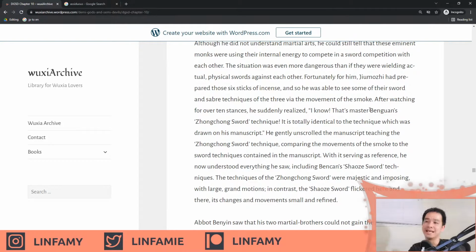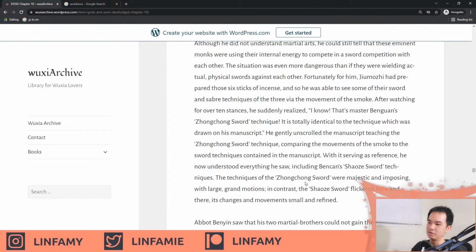After watching for over 10 stances, he suddenly realized, "I know, that Master Bun Guan's Zhongchong sword technique is totally identical to the technique which was drawn on his manuscript." He gently unscrolled the manuscript teaching the Zhongchong sword technique, comparing the movements of the smoke to the sword techniques contained in the manuscript. With it serving as a reference, he now understood everything he saw, including Bun San's Shaozi sword techniques.